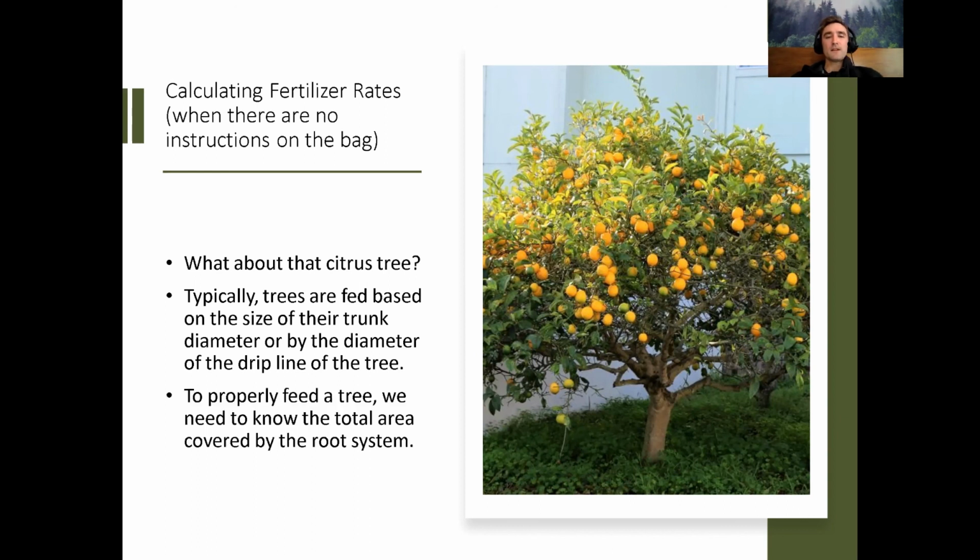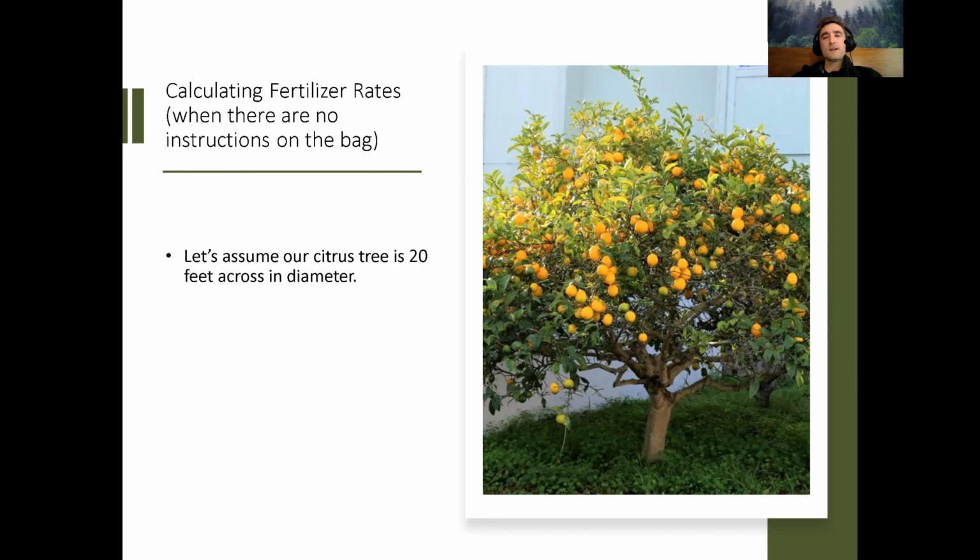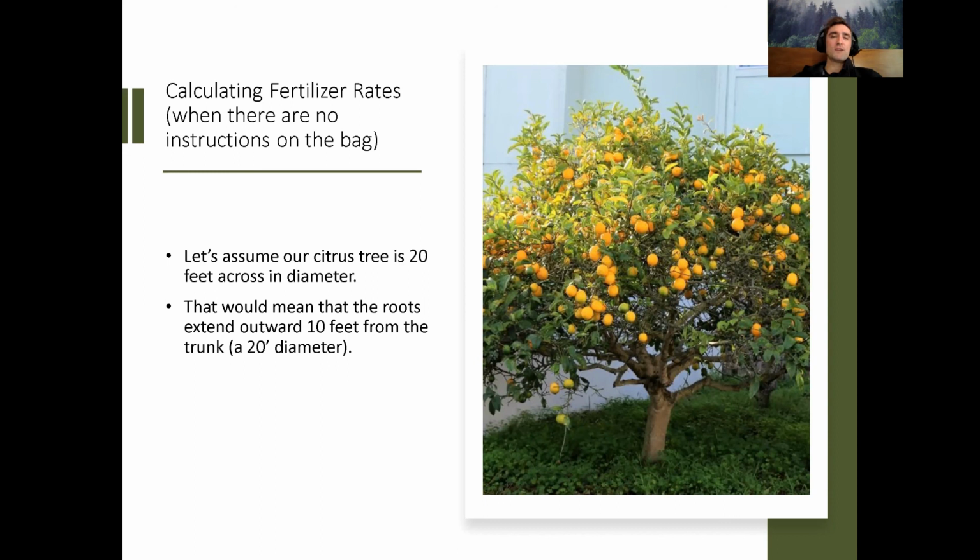So to properly feed a tree, we need to know the total area covered by the root system. If we assume our citrus tree is 20 feet across in diameter, that means the roots would extend outward 10 feet from the trunk. We're assuming that what's happening above ground is similar to what's happening below ground. That is not 100% accurate, but it works enough as an assumption to properly fertilize this tree.